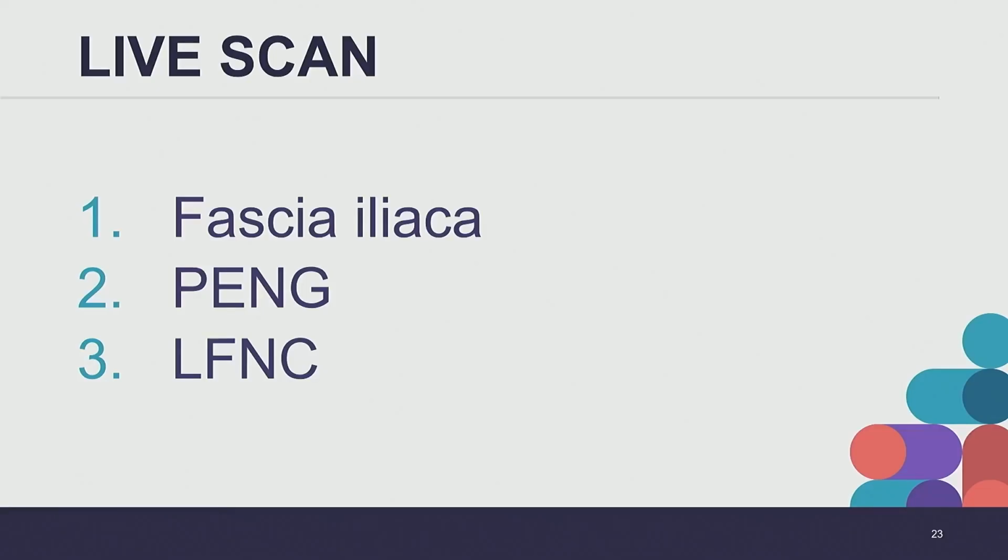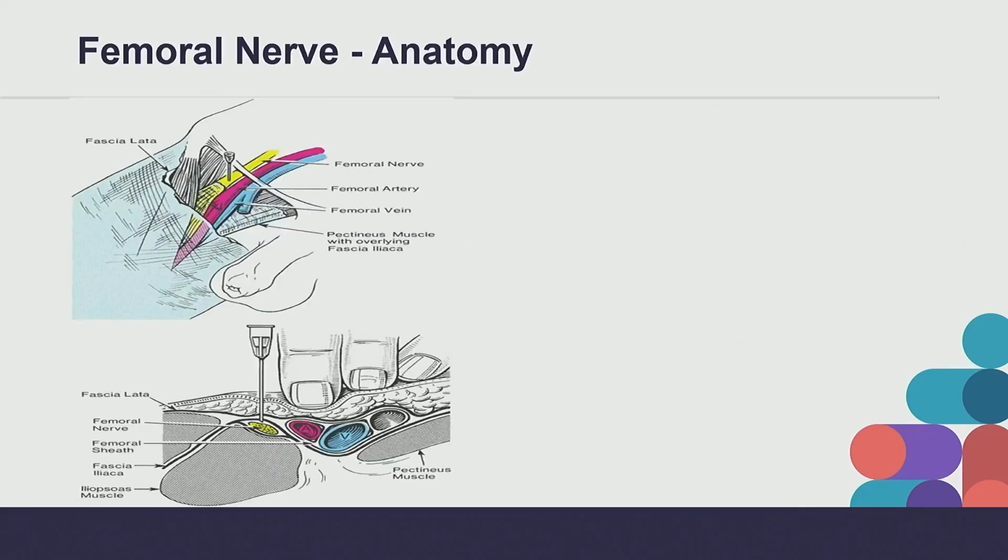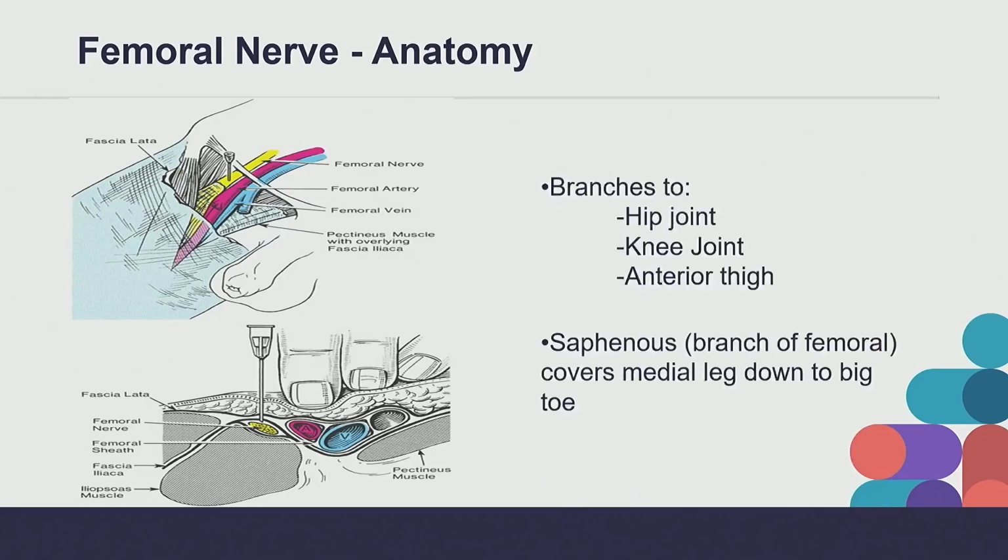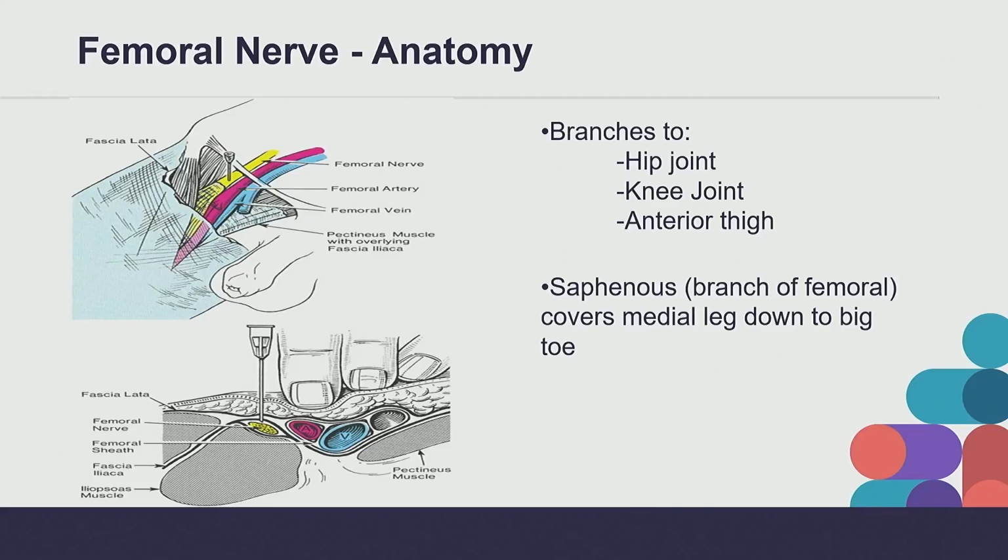Why don't we move on then to the next section, and then we'll scan both sessions right after this next cohort of blocks. So moving on a little more distally, we have the femoral block, and the femoral nerve. It branches to multiple joints, including the hip and knee, as well as the anterior thigh. And then it gives off that sensory branch, the saphenous nerve, that covers the medial aspect of the leg all the way down to the medial malleolus of your ankle.